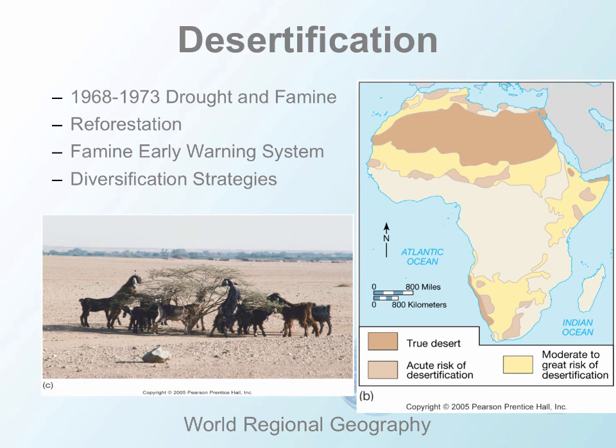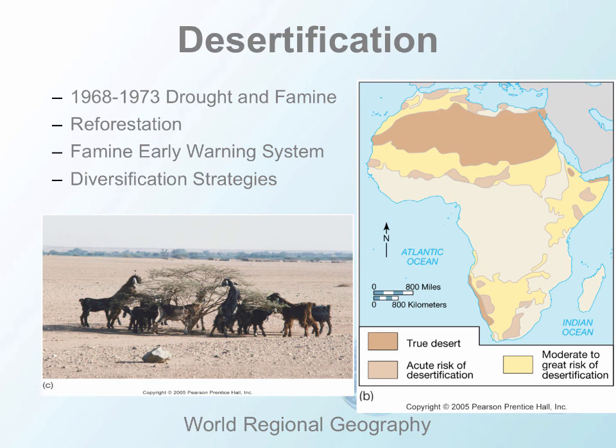The Sahara Desert is growing in a lot of places. Here is a map showing areas where the desert may expand. From 1968 to 1973, there was a drought and an associated famine. So the drought being the lack of rainfall, the lack of water, and then the famine being the effect on humans.